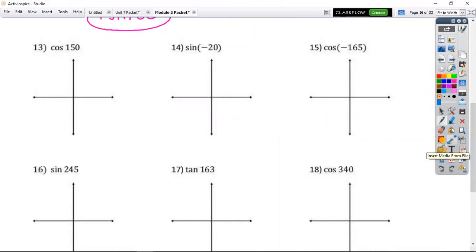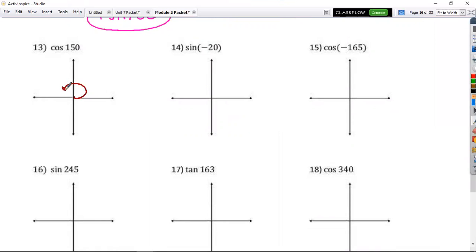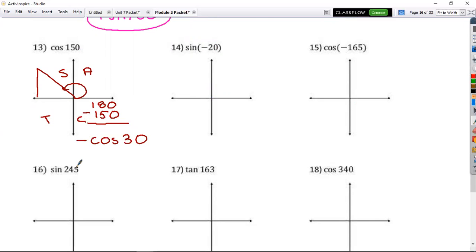So 150 is where? All right, so I'm going to do 180 minus 150, which is the cosine of 30. I'm going to go ASTC. And cosine is negative. Now, you are not asked to do this yet, but this is what we lead into next week. 30 degrees, isn't that familiar?